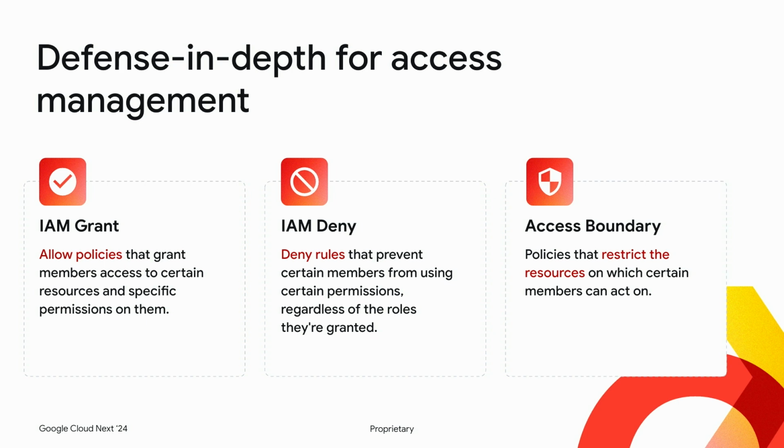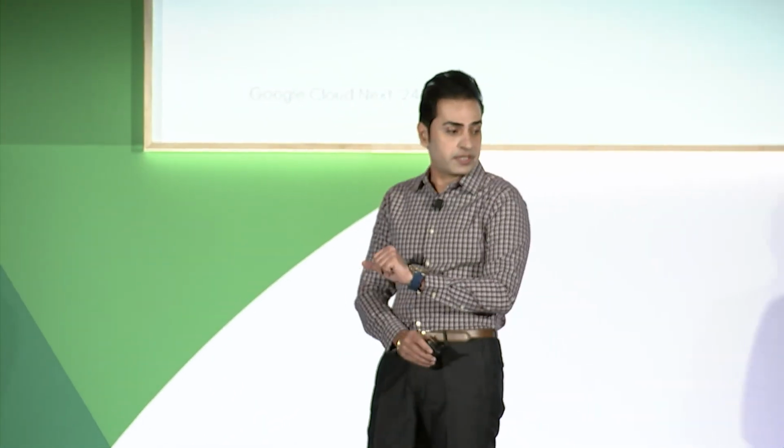And what Principal Access Boundary does, it restricts the resources that your principals are allowed to act on. So think of Principal Access Boundary as a perimeter within which your access management should actually work. And we'll talk about the exact detail of it. So principal-centric policies that restrict member access to targeted resources, these can work at an org level, a folder level, or a project level.